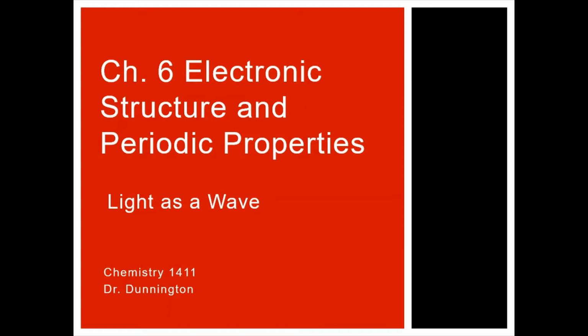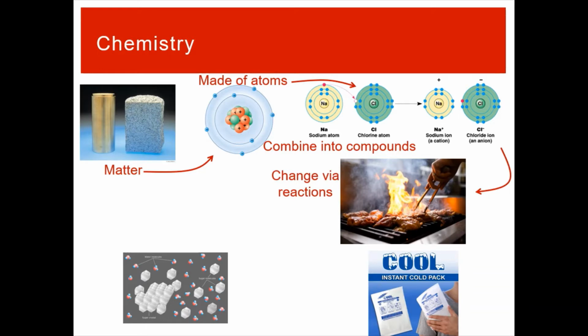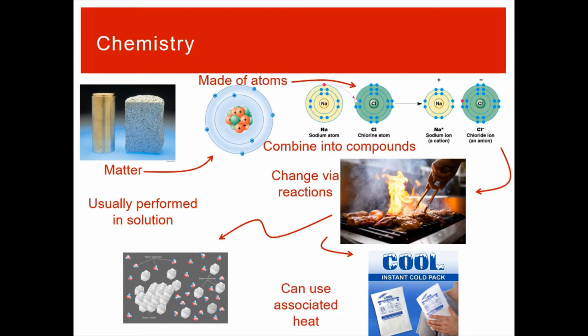Welcome to Chapter 6, where we're going to start by talking about light as a wave. So we've talked about a lot of chemistry so far. We started with matter. We said that was made up of atoms. Atoms came together into compounds. Those compounds can change via reaction. We do a lot of that chemistry in solution. We learned how to predict those reactions. We also talked about using the heat associated with chemical reactions.